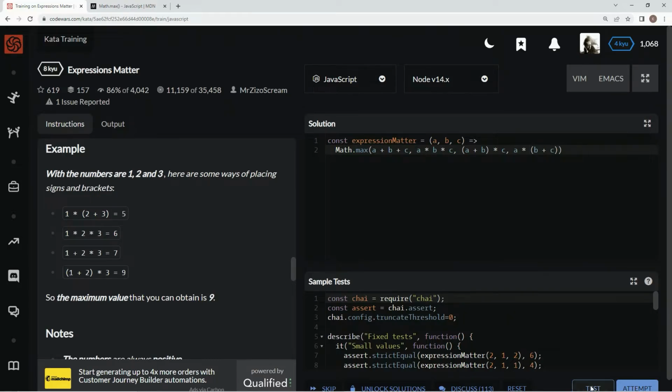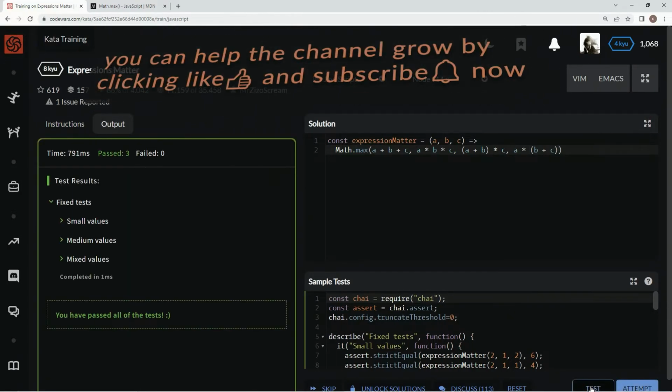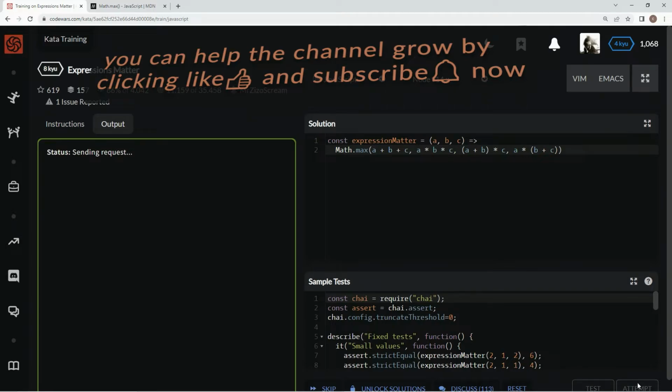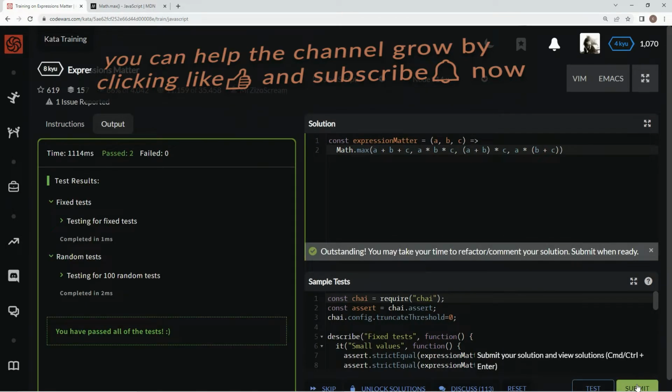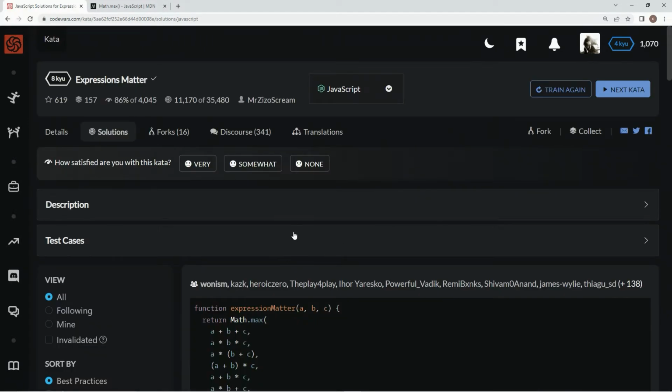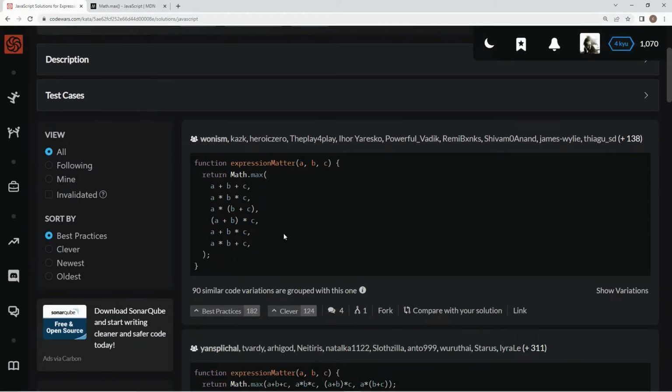Now let's see how this is. All right, test it out. And there we go. Now attempt it. And there we go. Submit it. All right. And as you see on this one, they pretty much did it like we did, except they added these ones, which is not going to work.